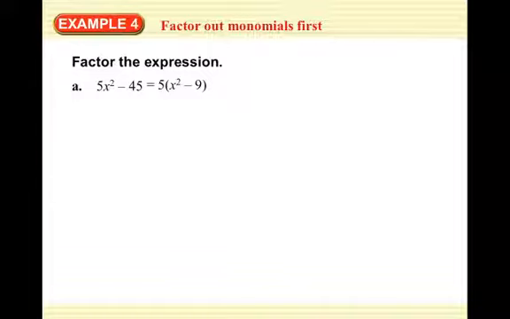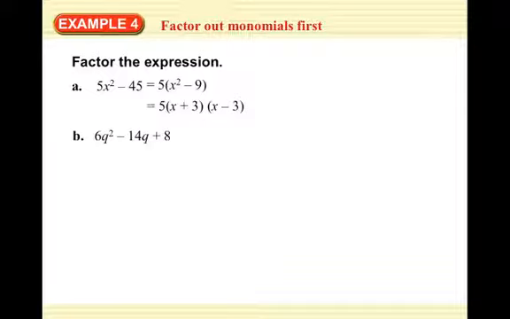For instance, if you have 5x squared minus 45, at first you may look at that and go, well, 5's not a perfect square, so I'm done. Well, wait. Can you pull that 5 out? And we can. It's a factor of both 5x squared and 45. So we can factor that out, and we get 5 times x squared minus 9. Now we have a difference of two squares because 9 is 3 squared. So we can factor that as 5 times x plus 3 times x minus 3.